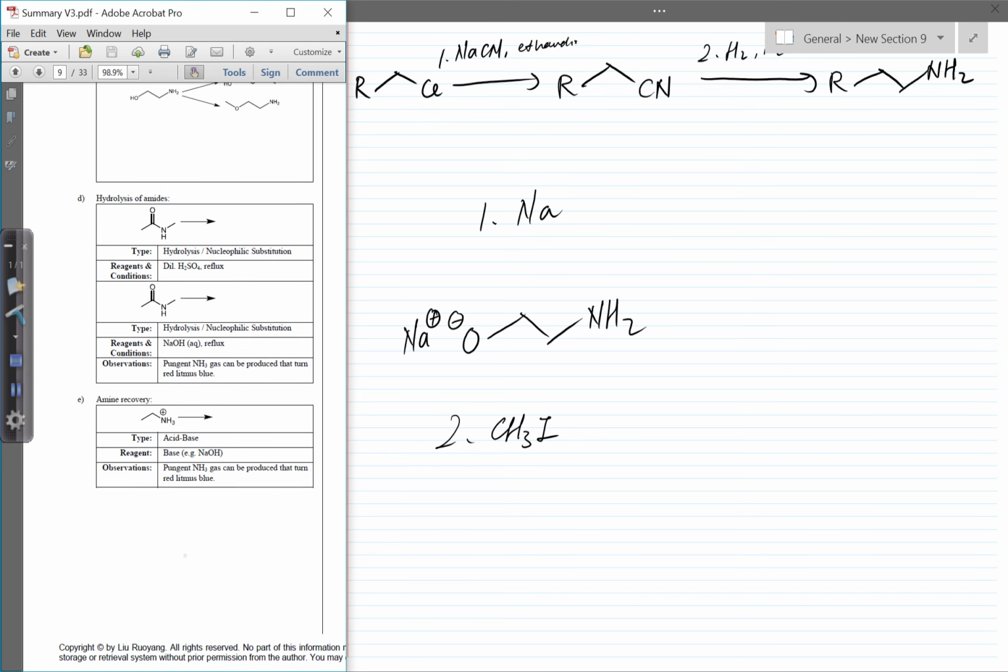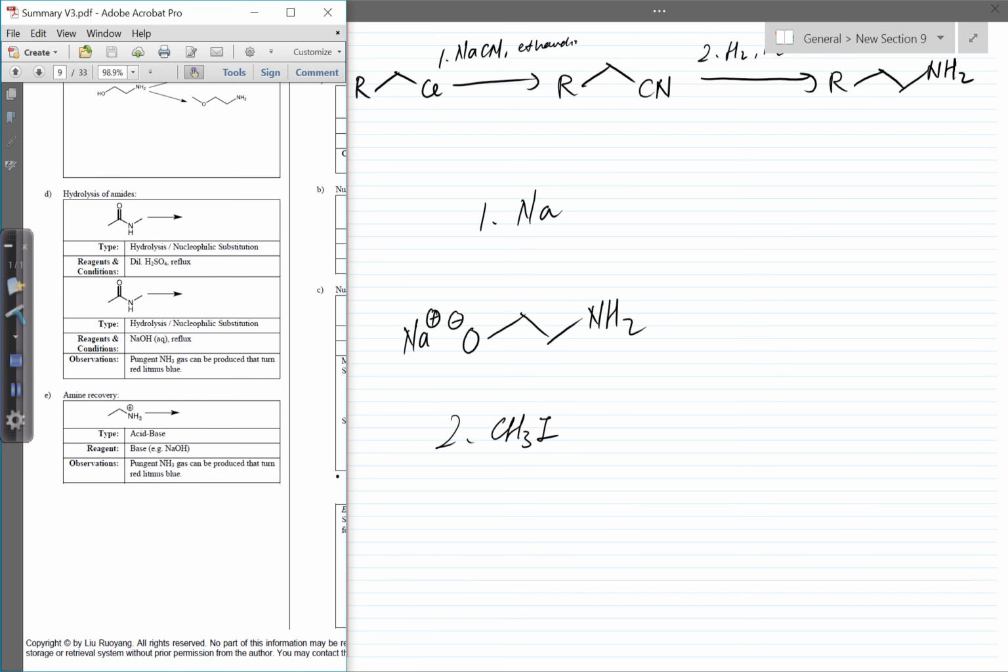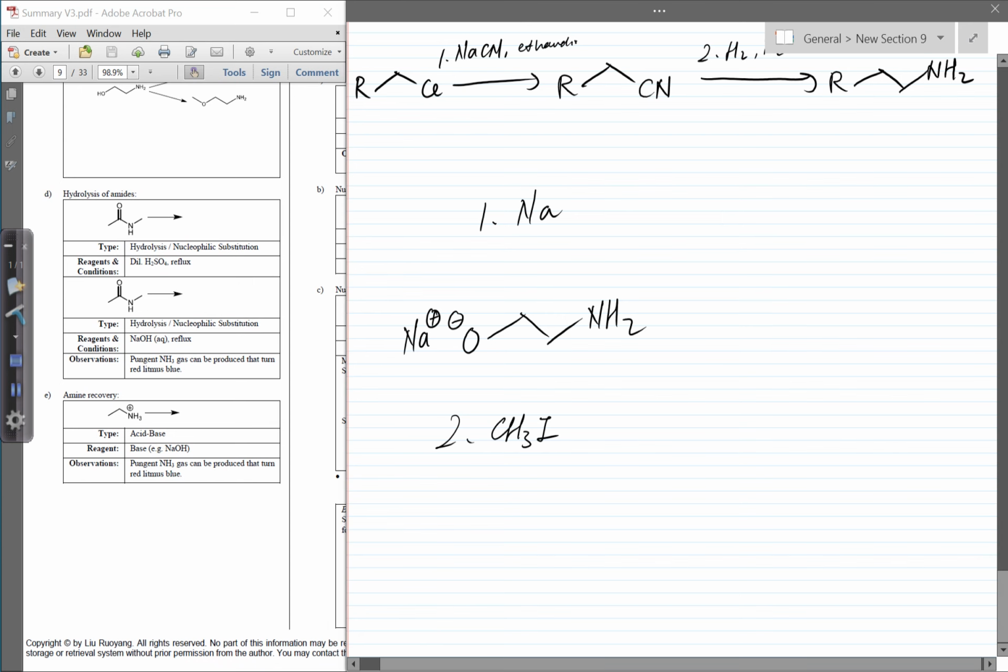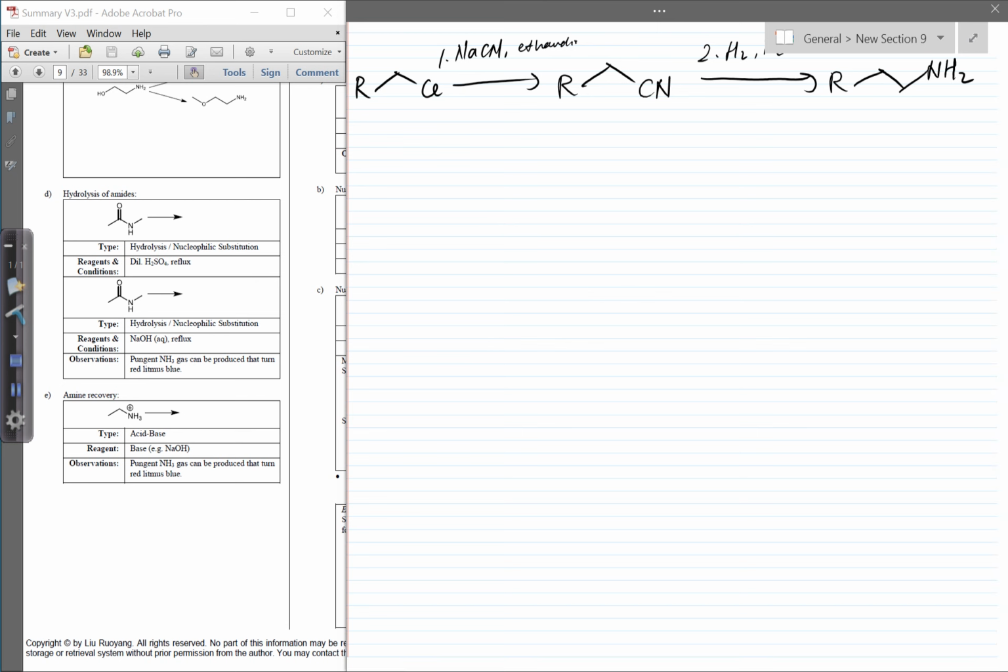Right, hydrolysis of amides. You can either hydrolyze it under acidic or basic conditions, but take note that only for basic conditions you will have a pungent NH3 gas, right? Because for acidic conditions you will have ammonium ion that's being formed, not ammonia gas. Okay, so for the first one, take note. First one you will have your carboxylic acid plus ammonium ion. For basic conditions, it will be your carboxylate and your ammonia gas, right?